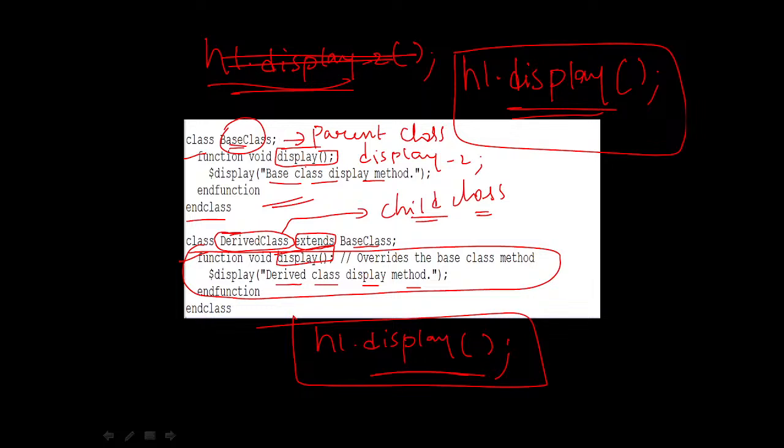If we call the method name, then obviously the derived class method is printed. This is called the concept of overriding. This is how we are going to override a particular method. Do remember this, it is a very important topic actually.